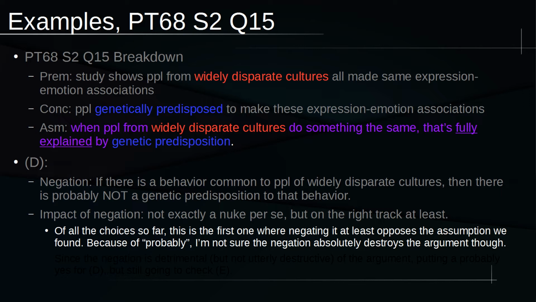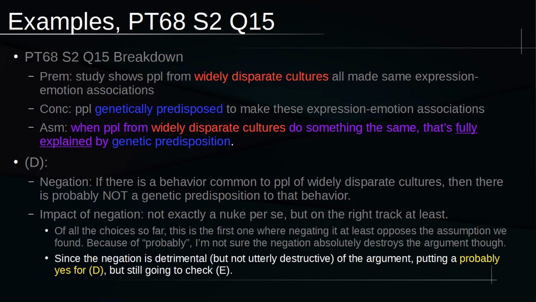Because of the word probably, though, I am not sure the negation absolutely destroys the argument, but like I said, of all that we've seen so far, this is at least the first one where it opposes the reasoning that we found in the argument, that this explanation of genetic predisposition is the one that accounts for the behavior observed. So because of that, since the negation is detrimental but not quite utterly destructive of the argument, we're going to put a probably yes on D, but we're still going to move forward and check E.